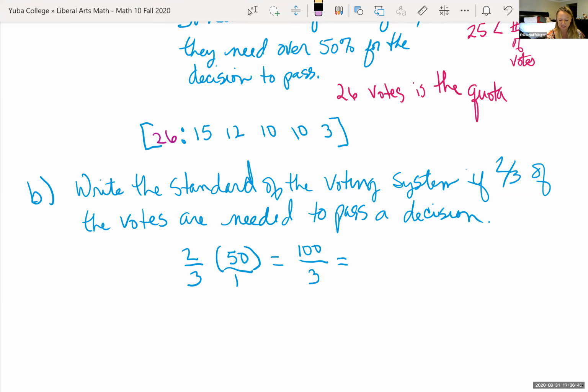So let's rewrite this as a mixed number. You should be able to go from improper fractions to mixed numbers. 3 goes into 10 3 times. That's 9, leaving me with a remainder of 1, and 3 goes into 10 again 3 times. So this is 33 and 1/3. Okay, so again, it doesn't make sense to have a 1/3 of a vote. So in order for a decision to be passed, they're going to need a quota of 34 votes.